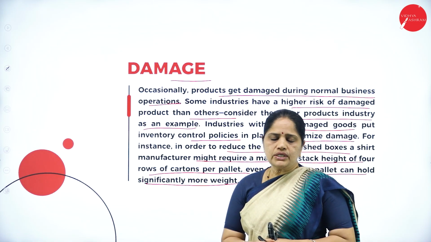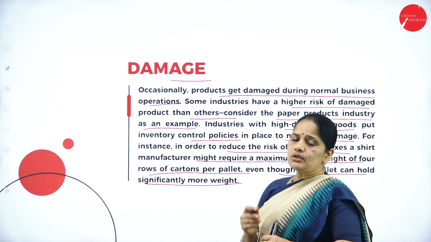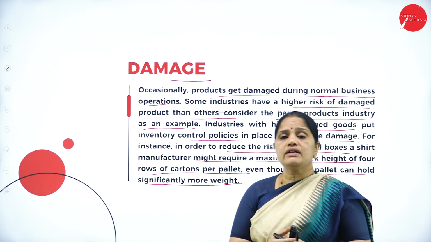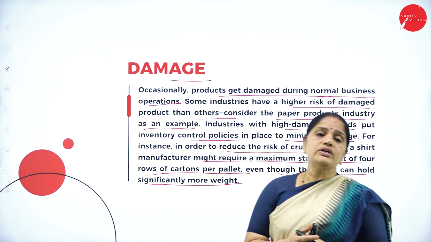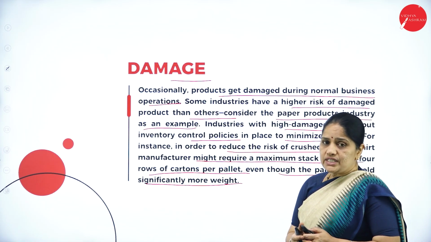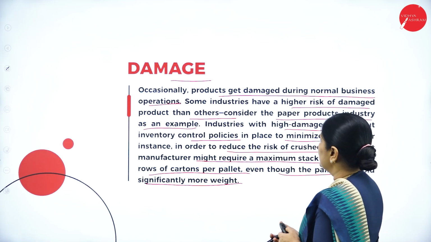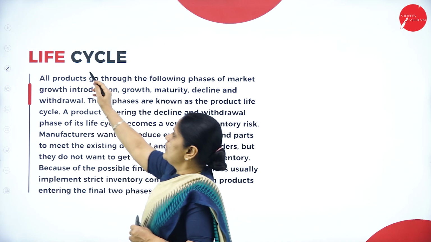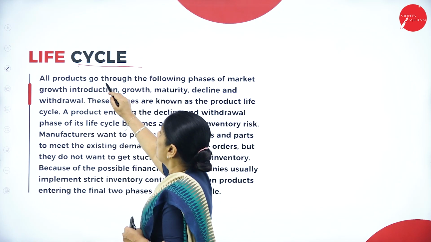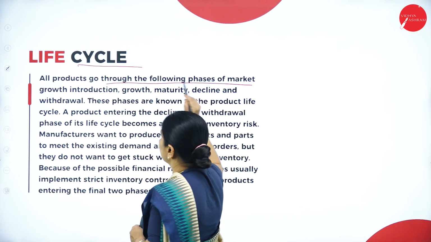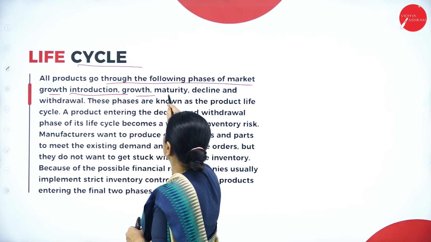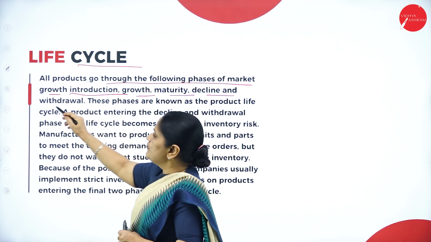So, in order to reduce the damage to the goods, the persons involved in inventory management try to devise various ways in which they can reduce the damage to the goods. Then the next factor involved is the life cycle. All products go through the following phases of the market, that is introduction, growth, maturity, decline and withdrawal.